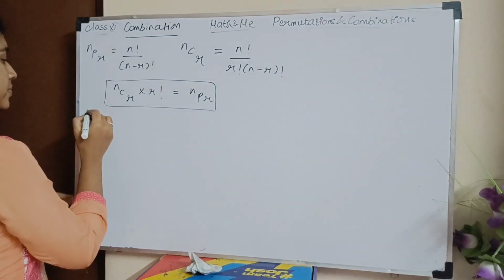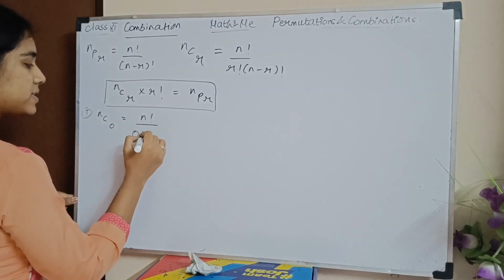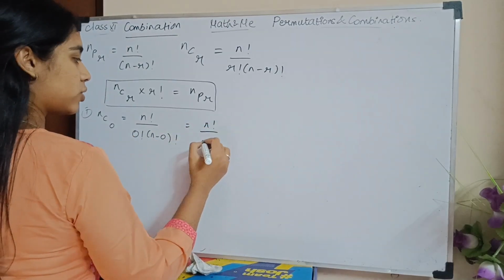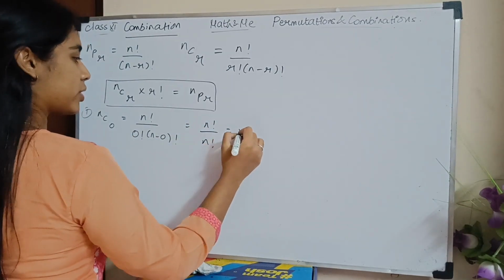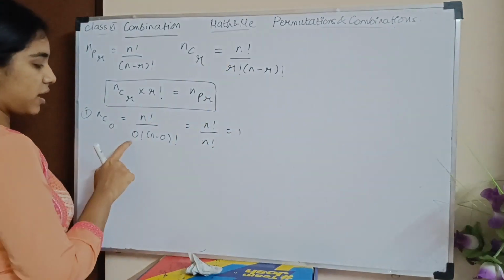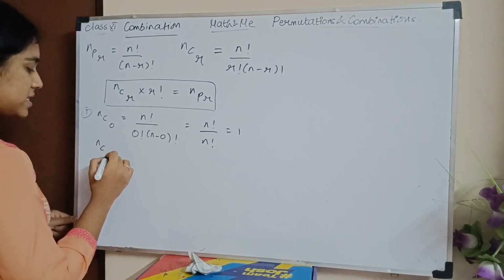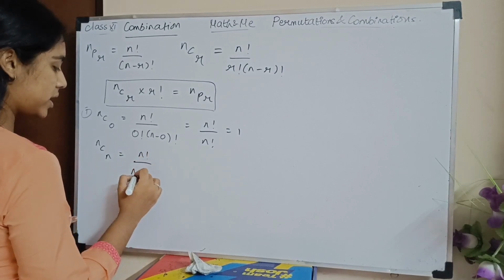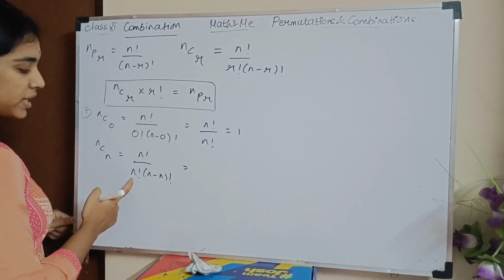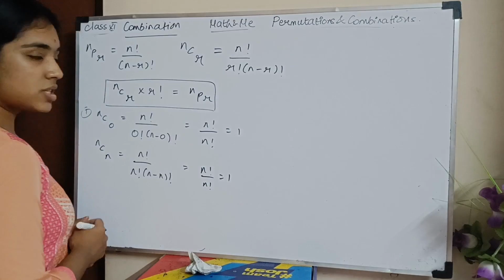There are a few more. nC0 will be n factorial divided by 0 factorial times n minus 0 the whole factorial. So it will be n factorial divided by 1 times n factorial. Applying the formula n factorial over r factorial times n minus r factorial, this will be 1. Similarly nCn will also be n factorial over n factorial times n minus n the whole factorial, which is 0 factorial. So I will have n factorial by n factorial, which is 1.